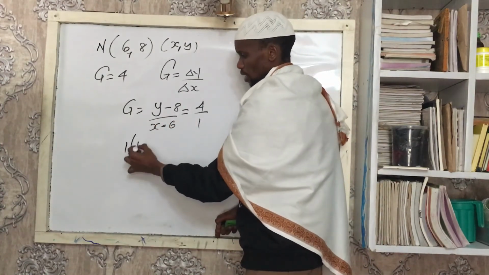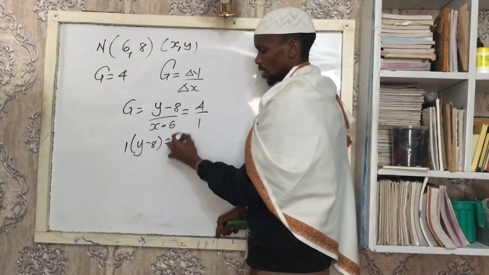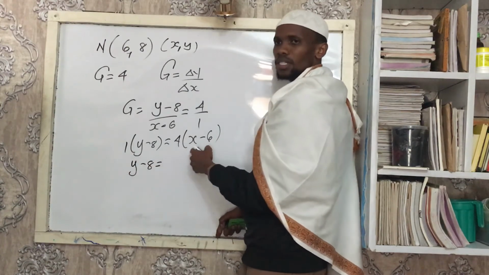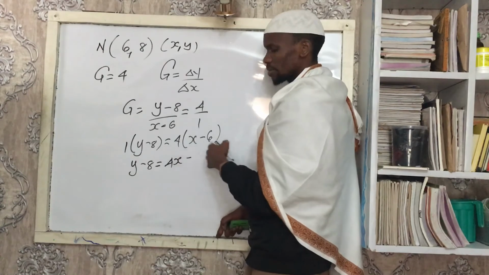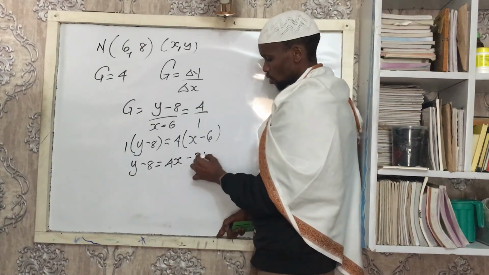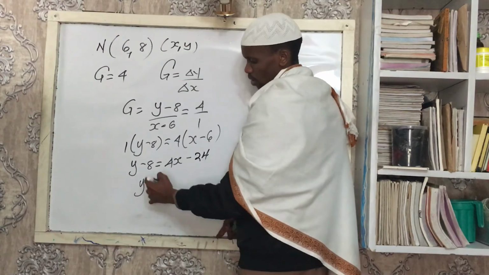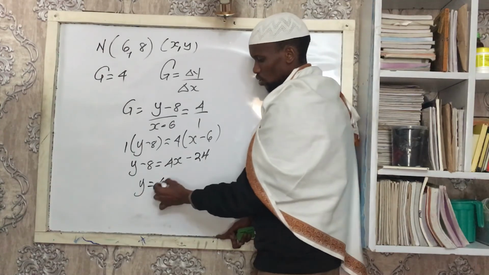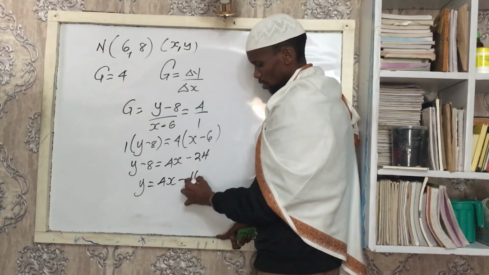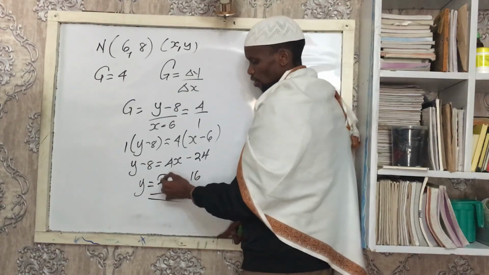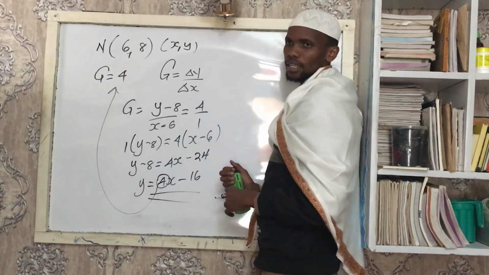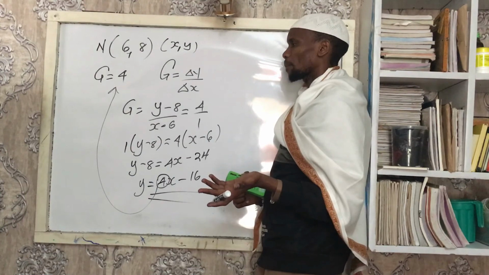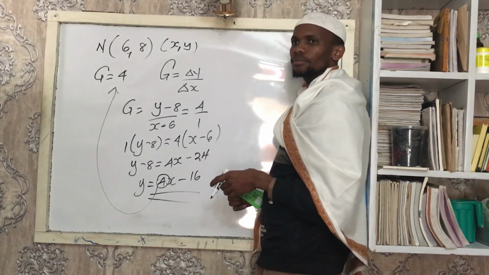So I'll say 1 into bracket y minus 8 equals 4 into bracket x minus 6. That will be y minus 8 is equal to 4 times x is 4x, minus 4 times minus 6 is 24. So we'll say y is equal to, 8 goes to the other side and changes sign, minus 24 plus 8 is minus 16, plus 4x. So 4x minus 16 is the equation of a straight line, where 4 is the gradient of the line. That is a scenario where we have been given 1 point and a gradient.